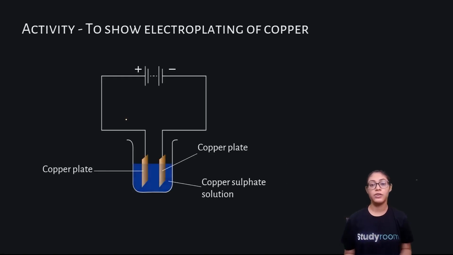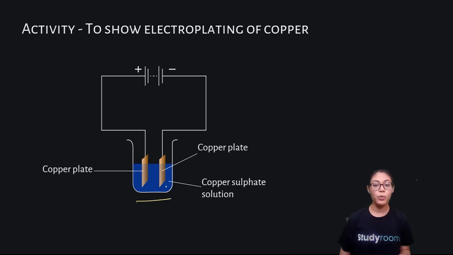Now let's perform this activity to show electroplating of copper. You take two copper plates of about 10 centimeters by 4 centimeters and clean them with sandpaper and water and dry them. Then you take a beaker and fill it with water. In the water, you put 2 teaspoons of copper sulfate solution. In that, you can even add some dilute sulfuric acid to increase the conductivity. Now you connect the two copper plates with the battery and immerse them in the copper sulfate solution as shown in this image.